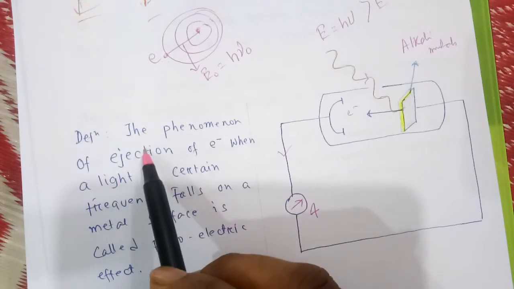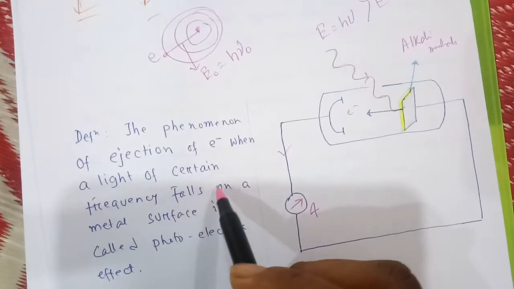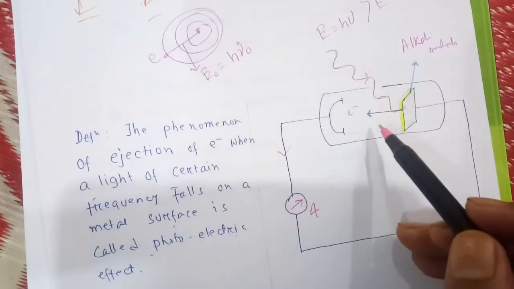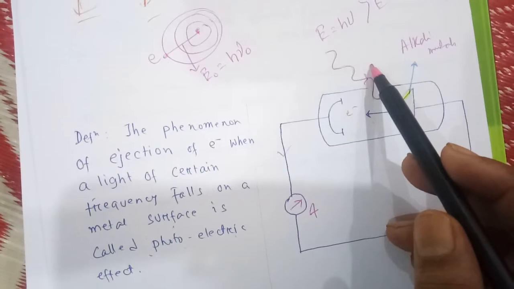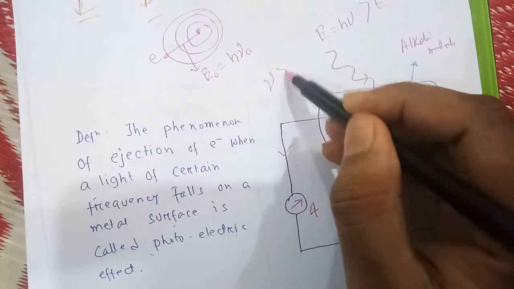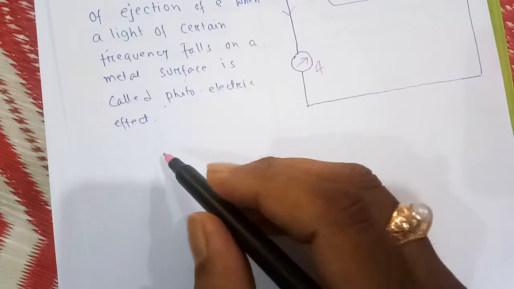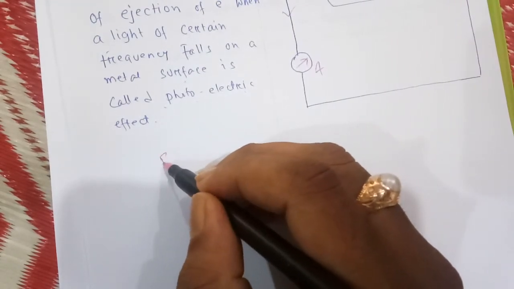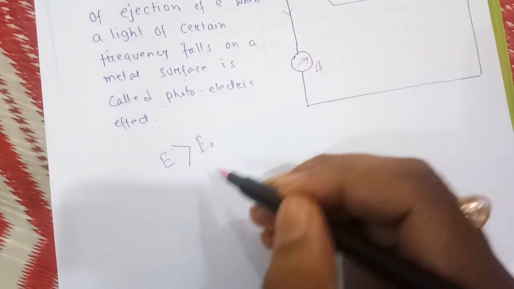The definition is: the phenomenon of ejection of electrons when light of a certain frequency falls on a metal surface is called the photoelectric effect. So for the ejection of electrons from the metal surface, the light that falls must have more frequency; nu must be greater than nu naught. Now the question arises: the energy with which we strike that metal surface must be greater than E naught.